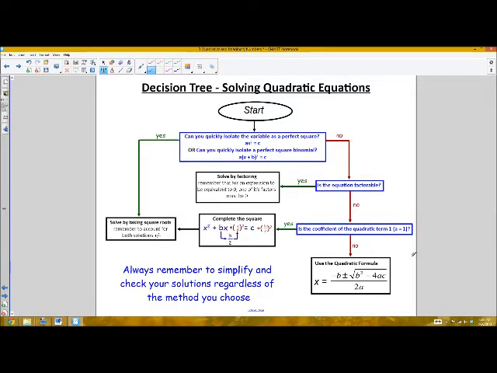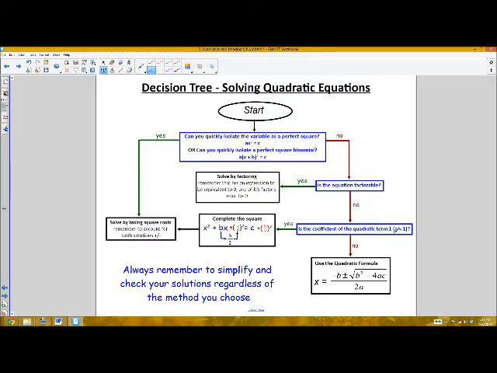This is basically an overview of how to decide which method we would use. How to read through it: from the starting position I would ask myself the question, can I quickly isolate a perfect square? If so, then I would solve by simply square rooting each side, resulting in my final answer. If I cannot quickly isolate a perfect square, I'm going to move down to ask myself, is the equation factorable? If it is, I'd solve it by factoring, by any of the multiple factoring methods that we talked about in the preliminaries video.